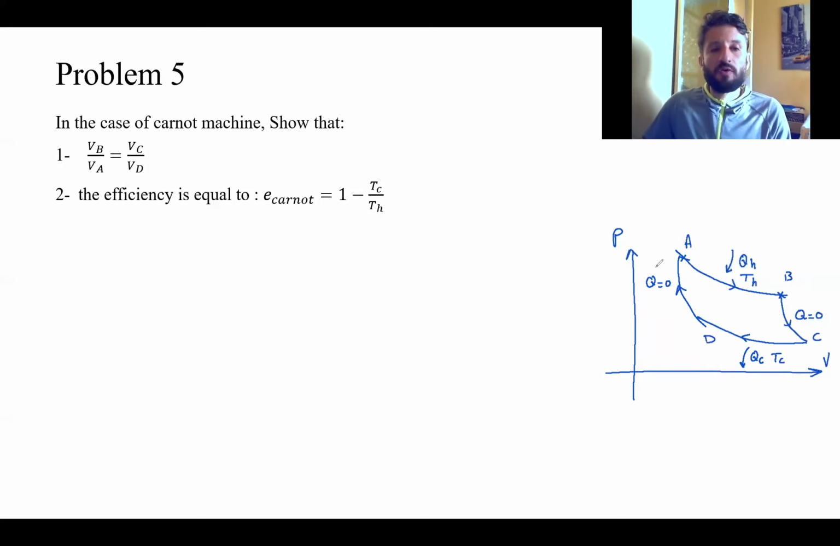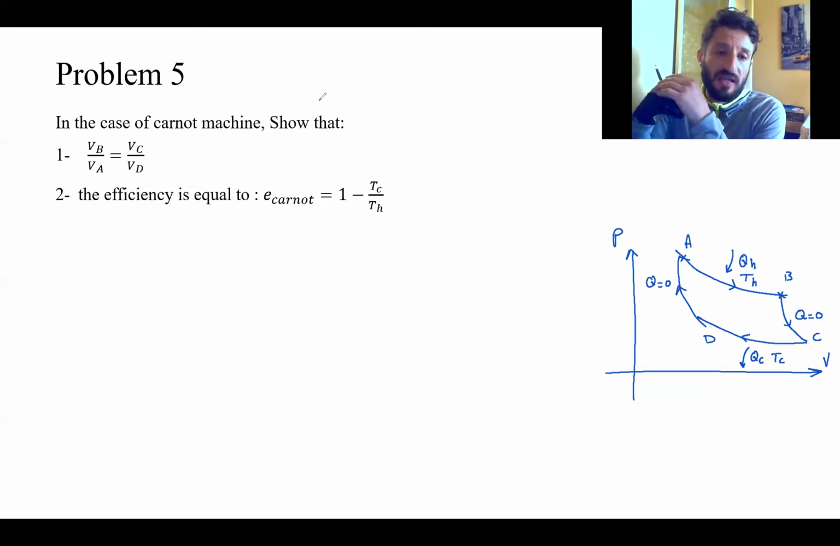Okay, first of all, in general, if you are solving a problem and you have a Carnot machine, you can apply the relation between VB, VA, VC, VD, where VB divided by VA equals VC divided by VD. You can use them directly. But here I ask you to find this relation. You have to find it.